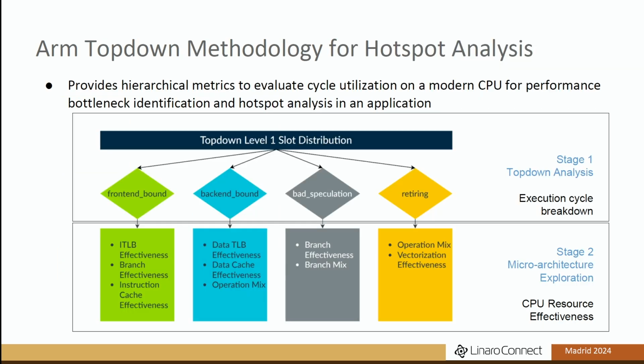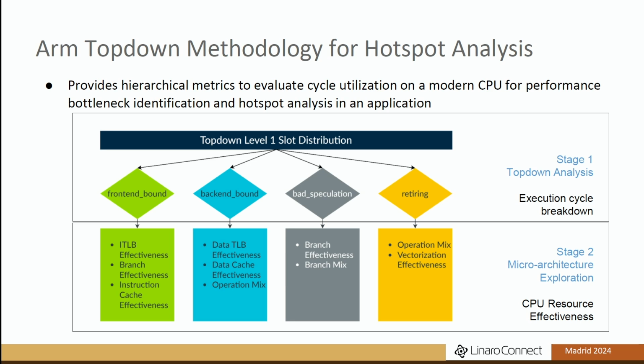So at a high level, top-down methodology is really a hierarchical approach to understand what is going on. And it has multiple levels. And for ARM CPUs at the moment in production, we currently support only level 1. But if you look back at it, there are multiple levels that you can walk the tree to understand your bottleneck.